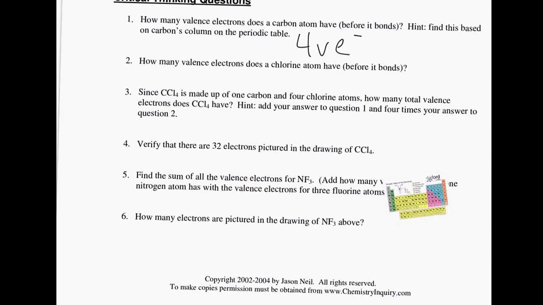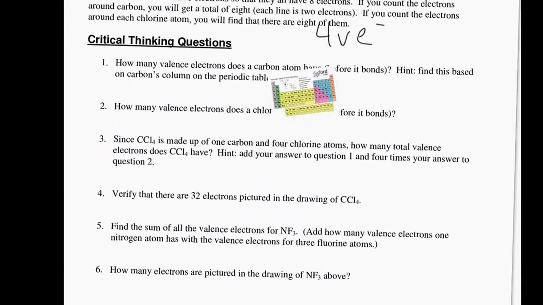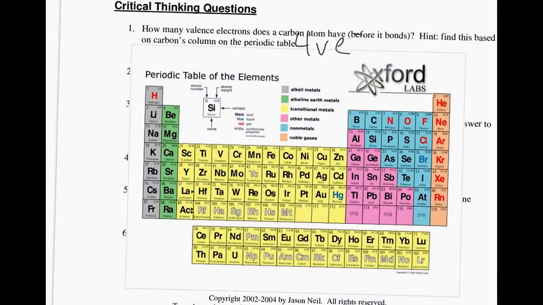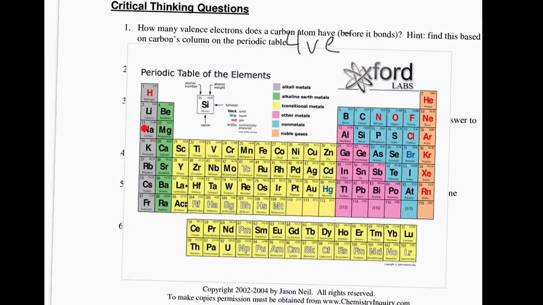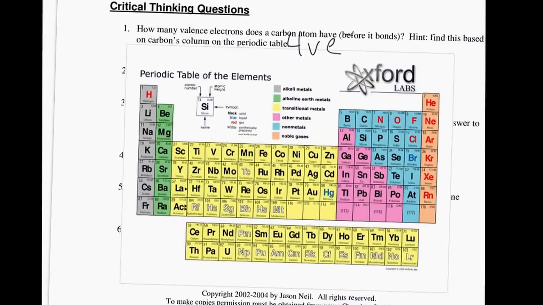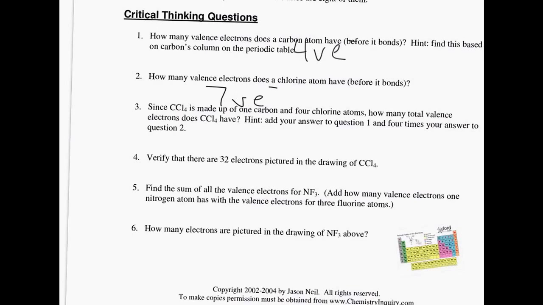How many valence electrons does a chlorine atom have? Well, let's take a look again at our periodic table here. The periodic table shows that chlorine is in the 7th column, which means if I count left to right, 1, 2, 3, 4, 5, 6, 7, that means that it has 7 valence electrons. I could also kind of gauge that from the -1 that we've got. So this is 7 valence electrons.